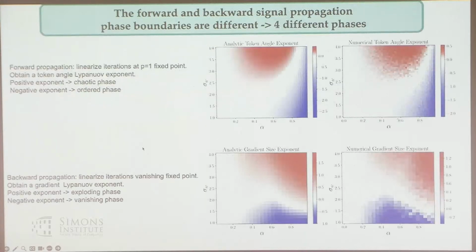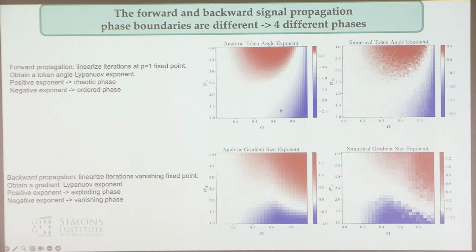Okay? All right, so now what I've done here is I've computed the Lyapunov exponent as a function of the attention weights and the weights of the MLP. This is theory. And this is the Lyapunov exponent for the forward propagation, which we call the token angle exponent. And the Lyapunov exponent for the back propagation, the gradient size exponent. And you can see that it's positive here, negative here. There's a phase boundary here, and it sort of makes sense.